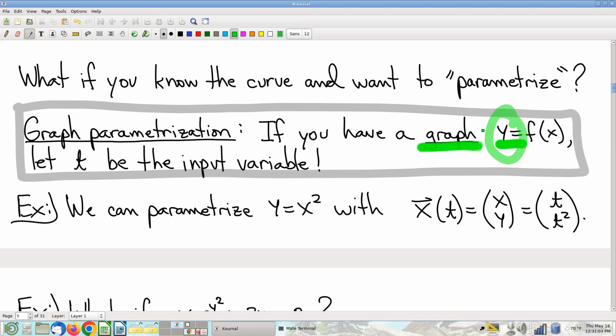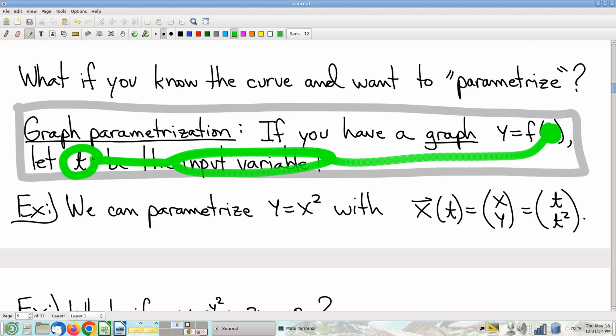Now, we're going to say more about this term, graph, a little bit later on. It is a term that does tend to get abused more than it should. Anyway, we'll come back to that another time. For the moment, all you need to know about a graph is that it means one of the variables is an explicit function of the other. And here's the trick. The awesome trick. If you have a graph, whatever is your input variable, just let that be your parameter. It's that easy. Whatever is the input variable, make that the parameter.